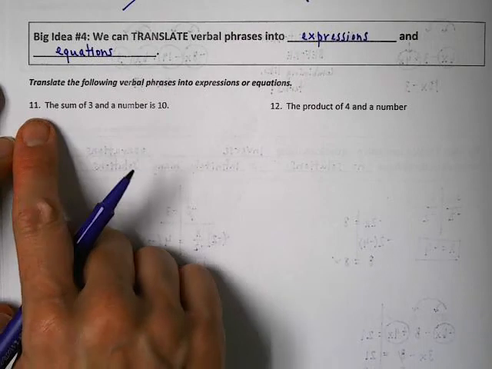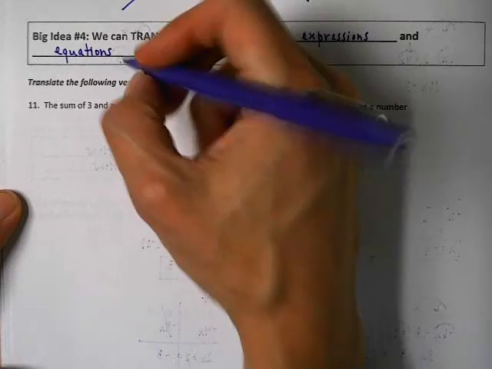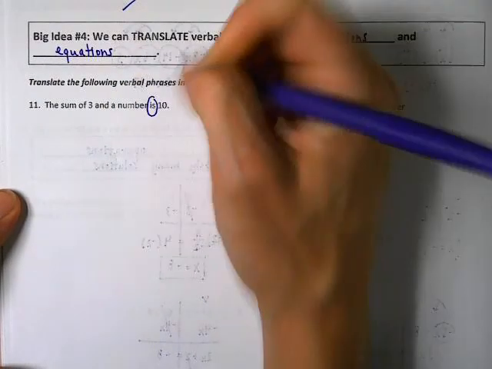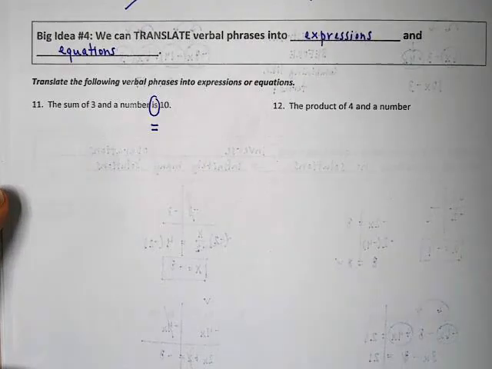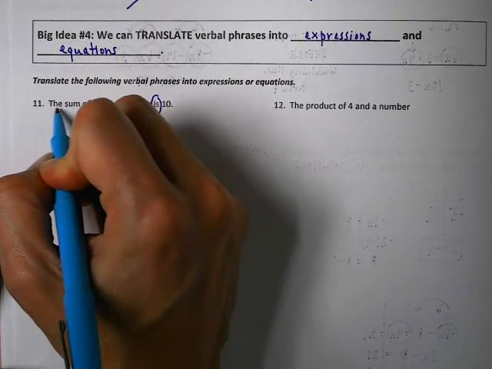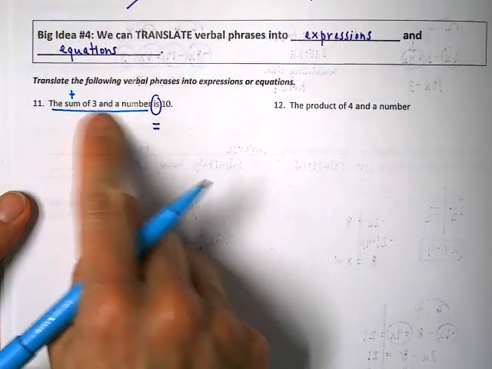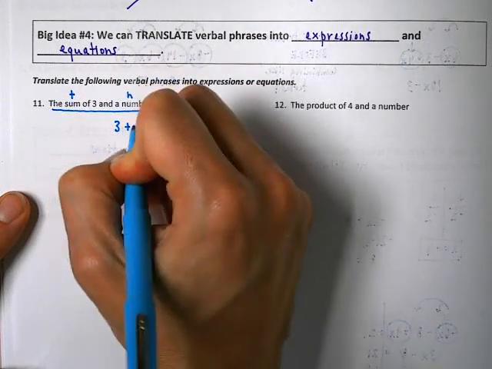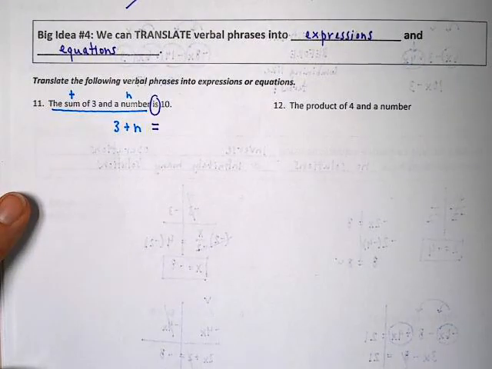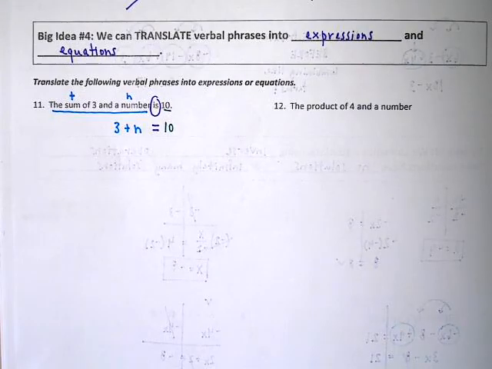Okay, now if I look at 11, I see the sum of 3 and a number is 10. This is really important because that tells me I have an equation. Now, on the left side of that equation, I have the sum, which I know is addition, of 3 and a number. So I'm adding 3 plus n, and on the right side, all I have is 10, so that's what's going to go on the right side of my equation.